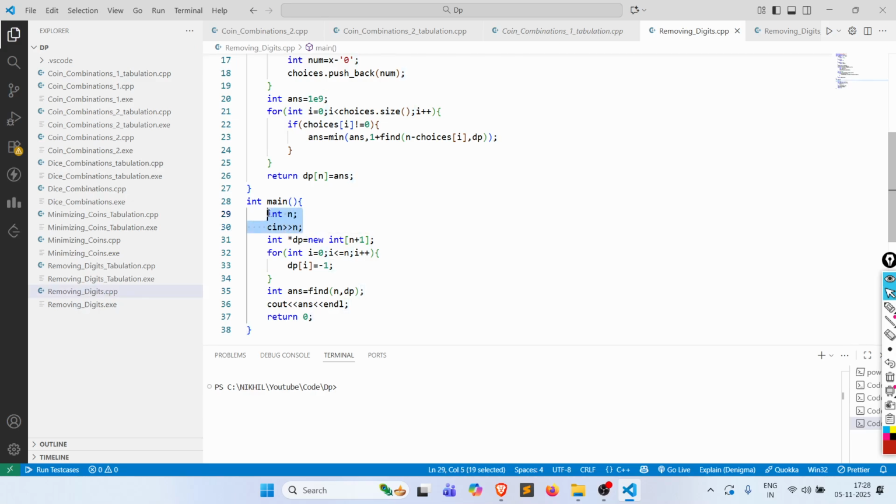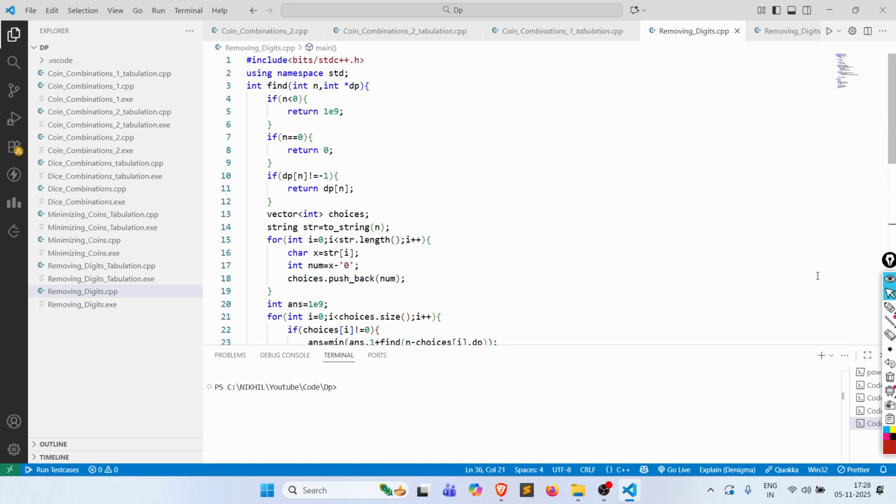First of all, we are taking the input and then we are initializing our DP with an answer which can never be our answer, right? For example, the minimum number of steps can never be negative, it would be a positive integer. And then we are simply calling the recursive function and then printing it.